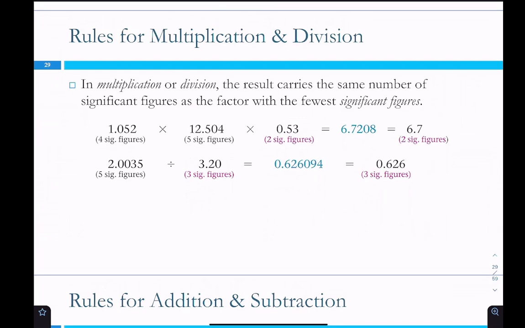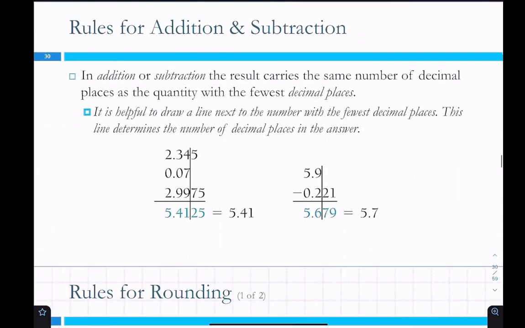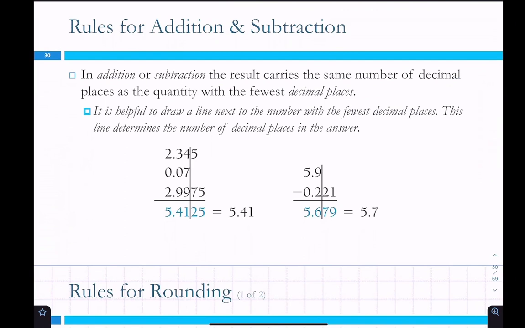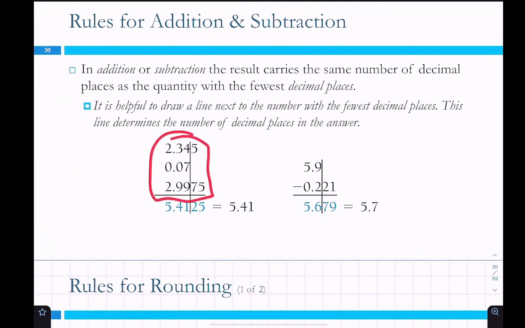The rules for addition and subtraction by themselves are also not too bad. For addition and subtraction, it's always the same number of decimal places. So it helps to stack numbers on top of each other or to just count the number of decimal places in your addition or subtraction operation. And you round off after the decimal place of the number with the smallest number of decimal places. I think that by themselves, rules for addition and subtraction, rules for multiplication and division, are not too bad. It's the combination of the two that gets a little bit more complicated.